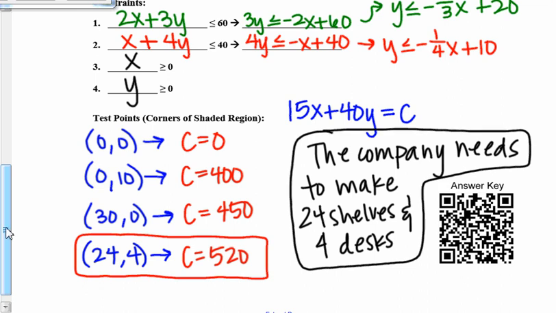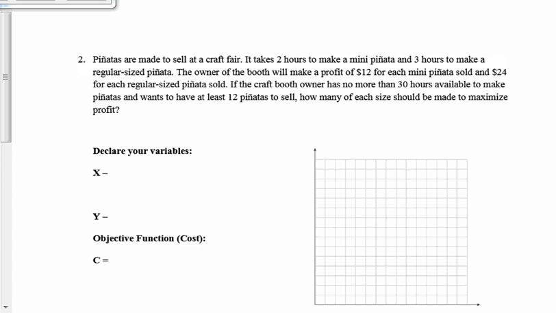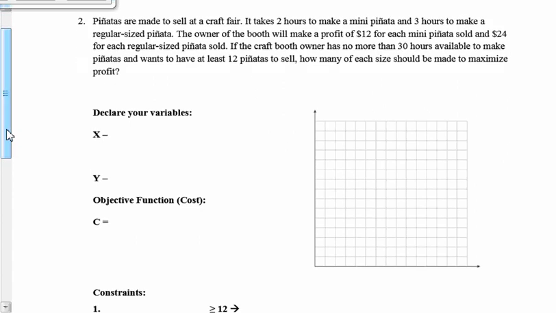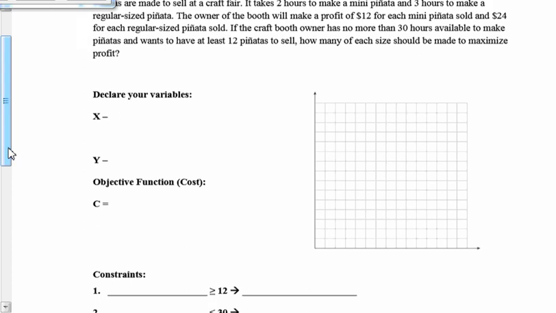Okay, let's go on to the second one. Piñatas are made to sell at a craft fair. It takes 2 hours to make a mini piñata and 3 hours to make a regular-sized piñata. The owner of the booth will make a profit of $12 for each mini piñata and $24 for each regular-sized piñata. If the craft booth owner has no more than 30 hours available to make piñatas and wants to have at least 12 piñatas to sell, how many of each size should be made to maximize profit?